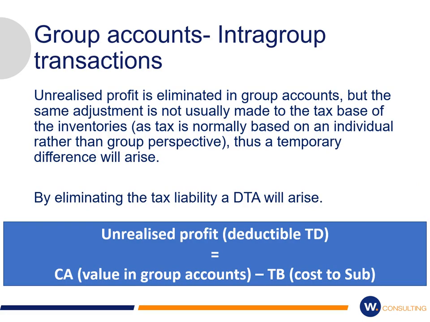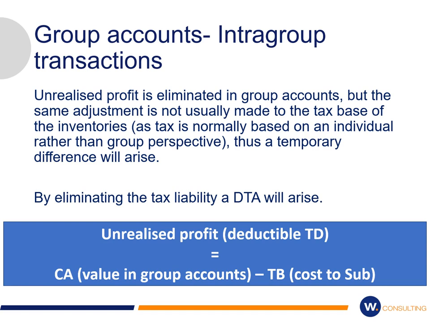Intra-group transactions. Unrealized profit is eliminated in group accounts, but the same adjustment is not usually made to the tax base of the inventories, as tax is normally based on an individual rather than group perspective. Therefore, a temporary difference will arise. By eliminating the unrealized profit, a deferred tax asset will arise. Unrealized profit is the deductible temporary difference.